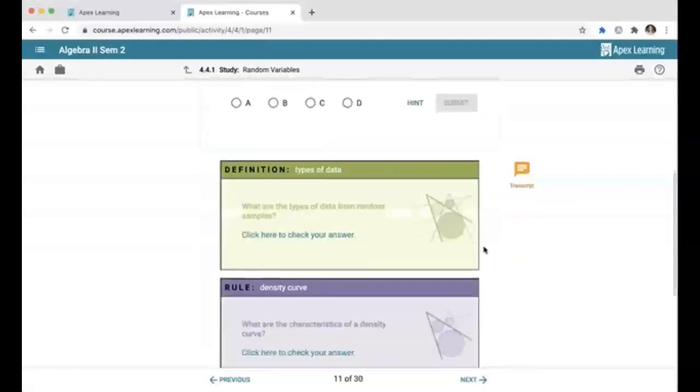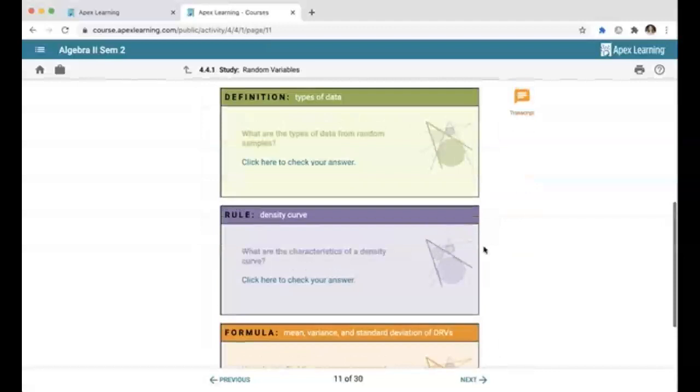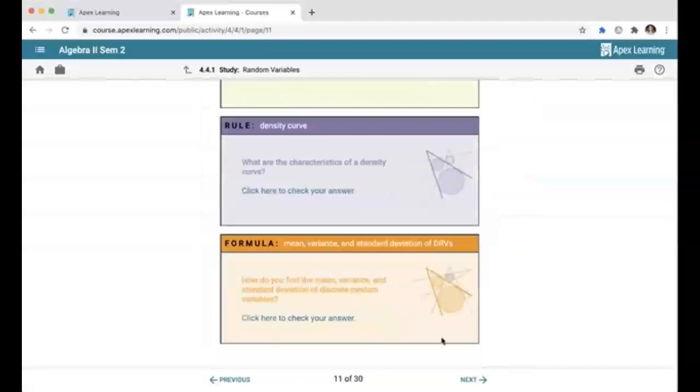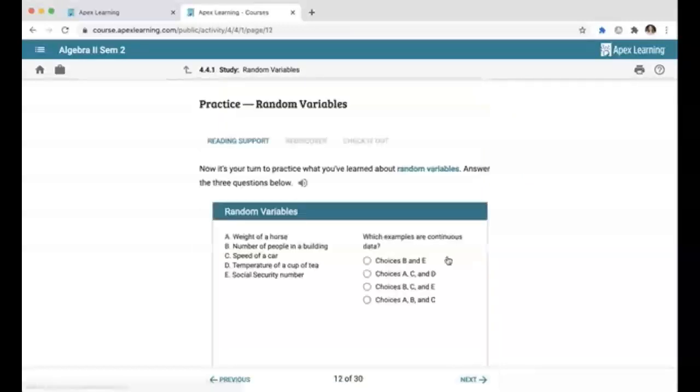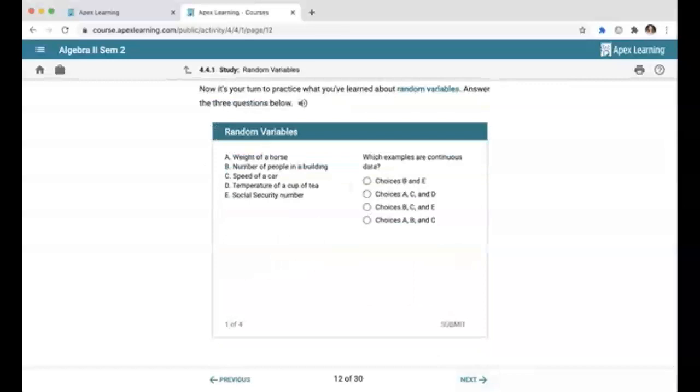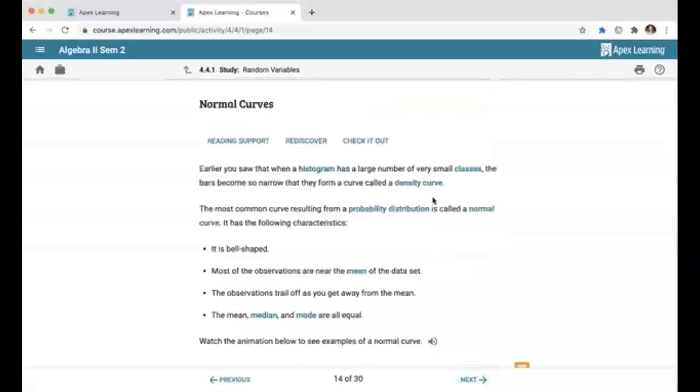Looking at this here, of course, we talked about our types of data. We talked about our density curves. We talked about how to look at those discrete random variables and how to calculate those different properties there. So then here, what we'll spend the last couple minutes talking about is looking at the different curves.